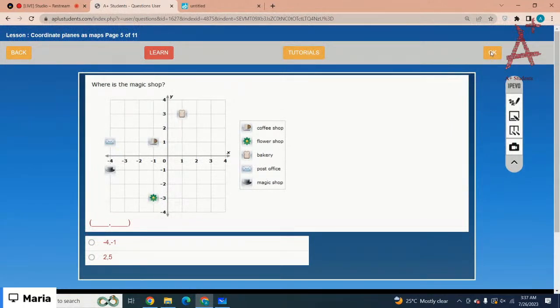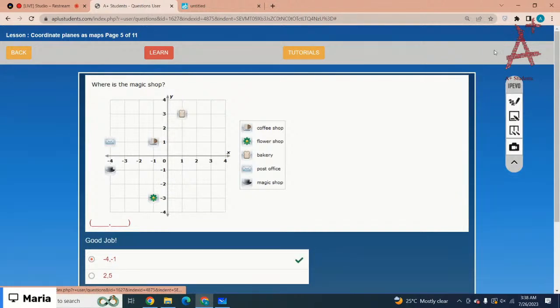Okay, where is the magic shop? Okay, here is the magic shop. Just look at the coordinates. X coordinate is negative 4 and y coordinate is negative 1. So the coordinates for the magic shop are negative 4 and negative 1. The correct option is negative 4 and negative 1.